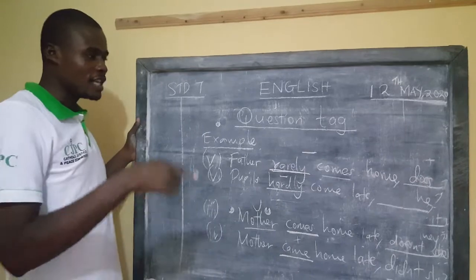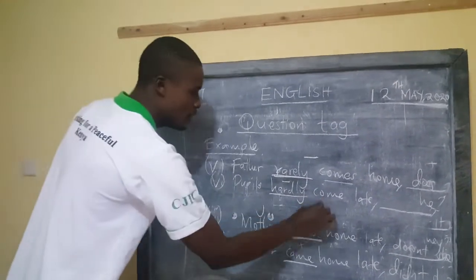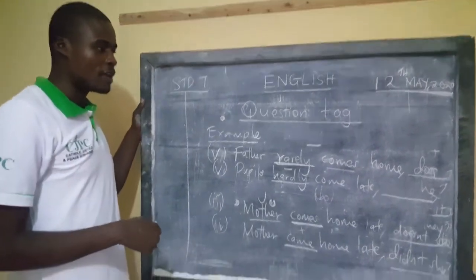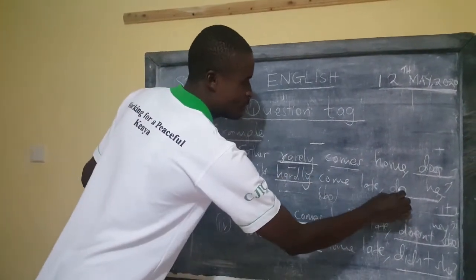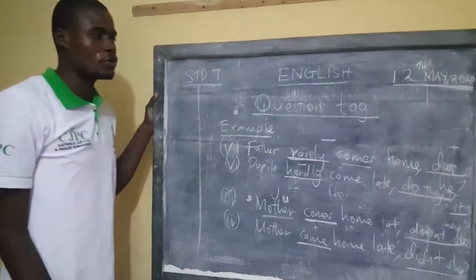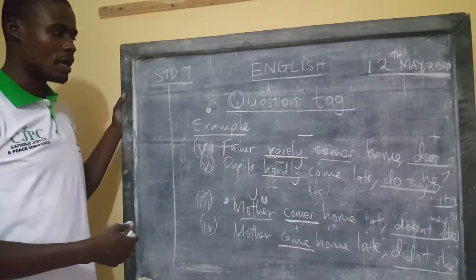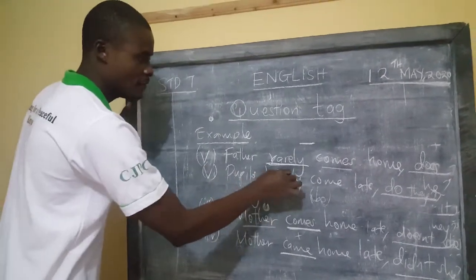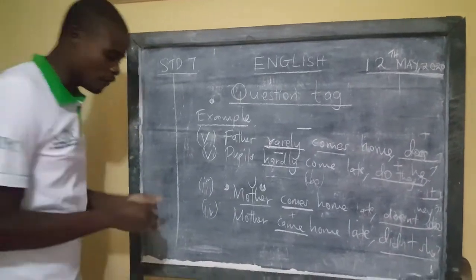So we are going to use the same adverb of negative. We are going to use the correct form of the verb to be in that form. We are saying pupils hardly come. So because there are many, we're going to say "do." It's negative, so this one might be in the positive. "Do they" is our question tag. Pupils hardly come to school. Pupils hardly come late, do they? This side is the negative, so this side must be in the positive part. Remember the correct form of the verb to be.